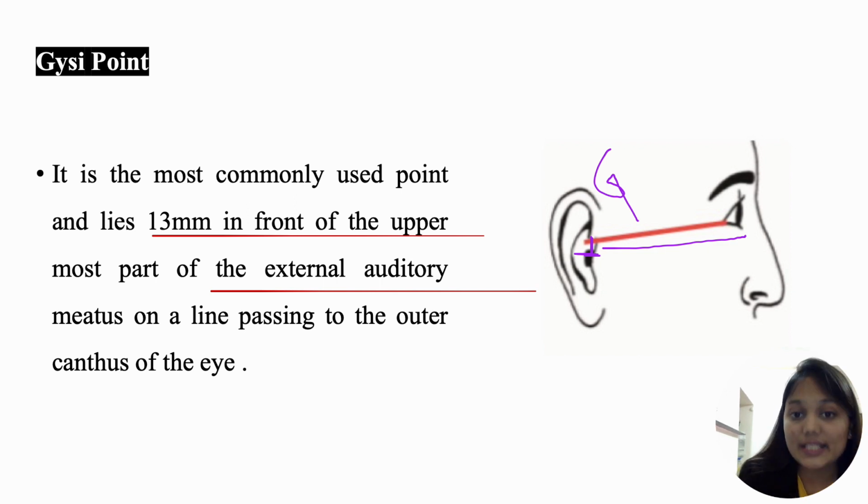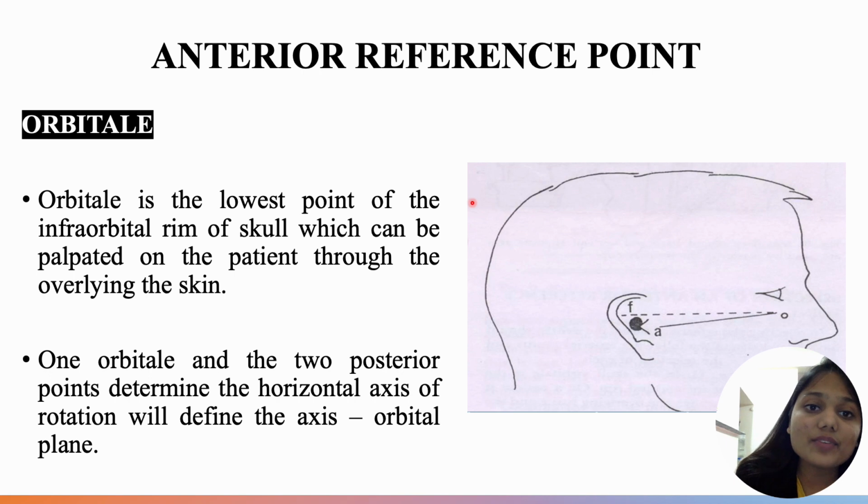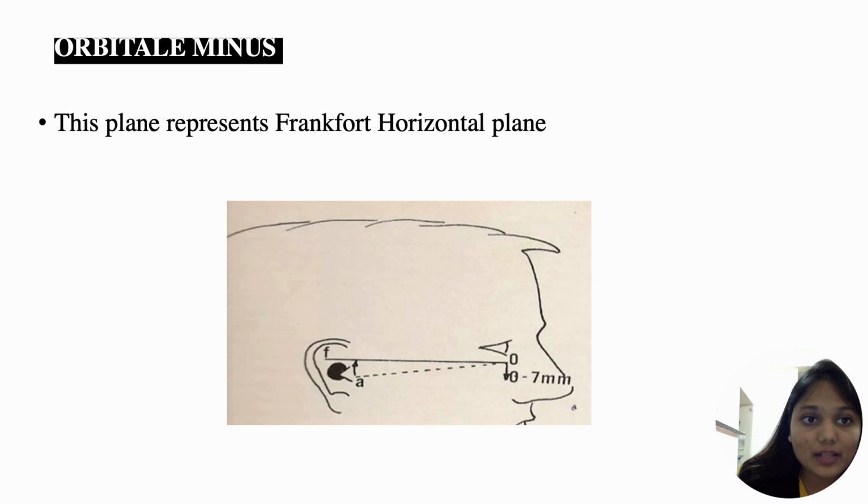Now let's see the anterior reference points. We have the orbitale. The orbitale is the lowest point of the infraorbital rim of the skull, which can be palpated on the patient through the overlying skin. One orbitale and two posterior points determine the horizontal axis of rotation, while they define the axis orbital plane. The second is orbitale minus, which represents the Frankfort horizontal plane. The Bergstrom point is 7 mm below the Frankfort horizontal plane, and orbitale minus is the Frankfort horizontal plane.